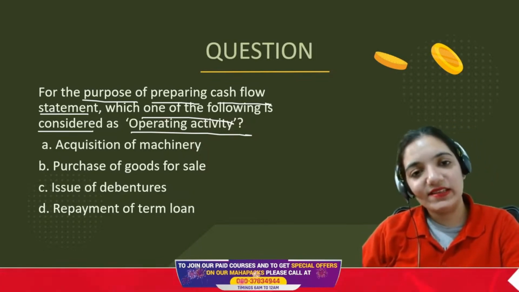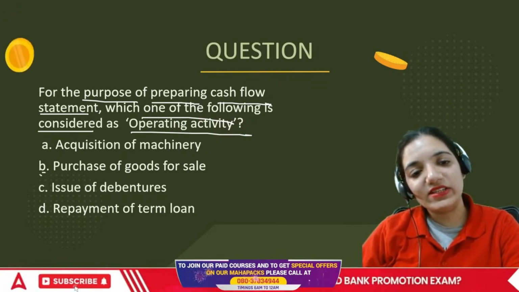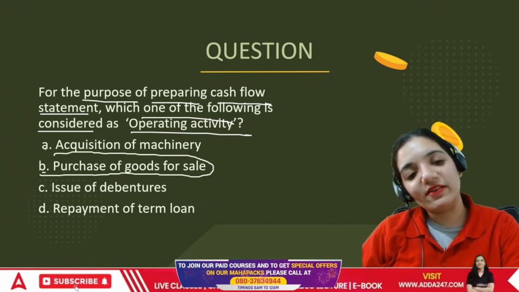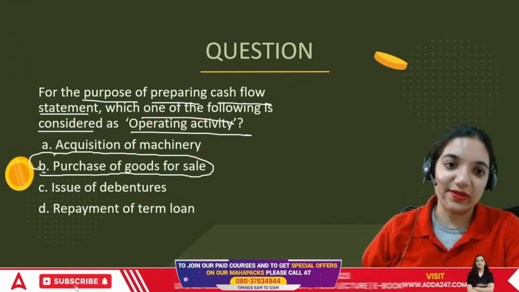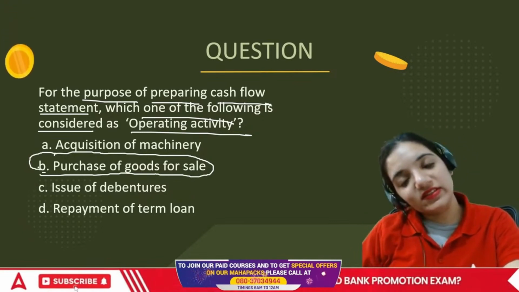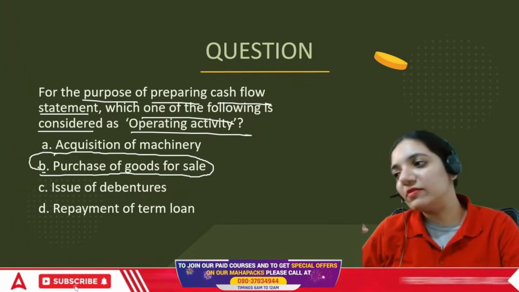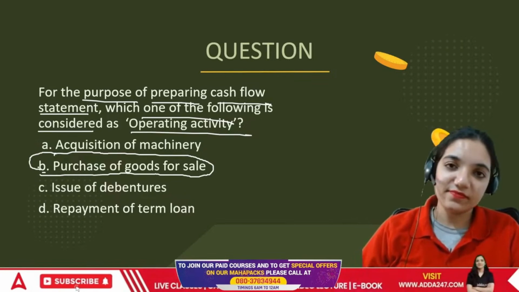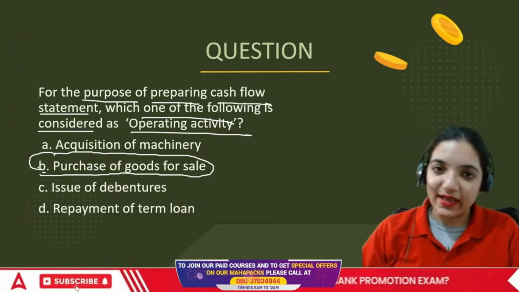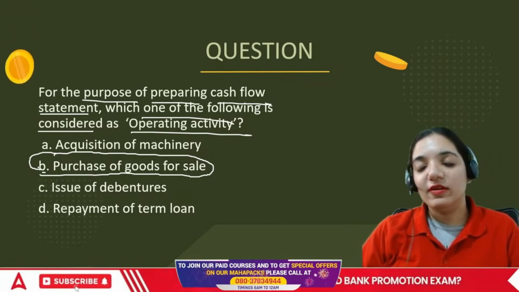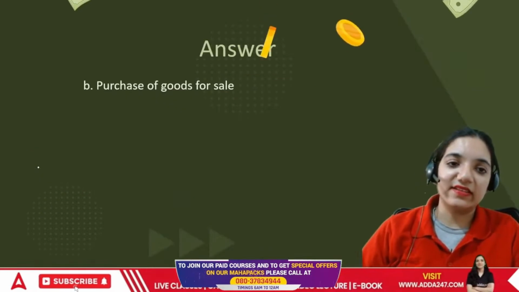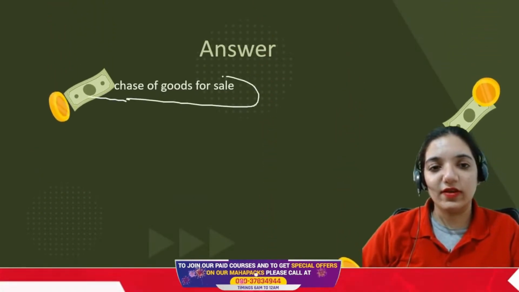So in this case, the correct answer would be purchase of goods for sale, because we are going to purchase them and maybe I'll be selling it in a few days as soon as the finished goods is ready. And if I'm a huge business, this is a very good thing. I'll be doing it multiple times, while I'll acquire a machinery once in a blue moon. I'll issue debentures once in a blue moon. When I get money, I'll repay the loans. So in this case, the correct answer is the purchase of goods for sale.